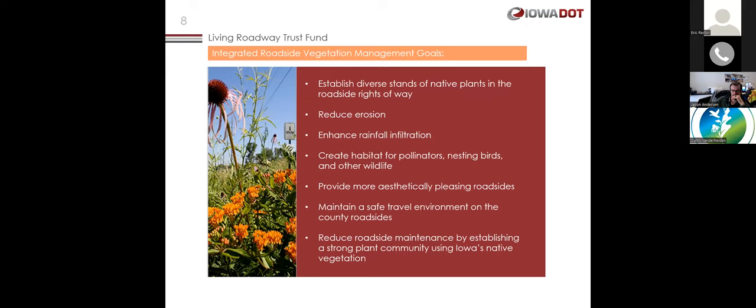And so I've been talking a lot about integrated roadside vegetation management, or IRVM. So now I'm going to go into a little more about what it is. The main goals of IRVM are to establish diverse stands of native plants in the roadside right-of-ways, reduce erosion, enhance rainfall infiltration, create habitat for pollinators, nesting birds, and other wildlife, provide more aesthetically pleasing roadsides, maintain a safe travel environment on roadsides, and reduce roadside maintenance by establishing a strong plant community using Iowa's native vegetation with the goal of mowing less and using less herbicides.